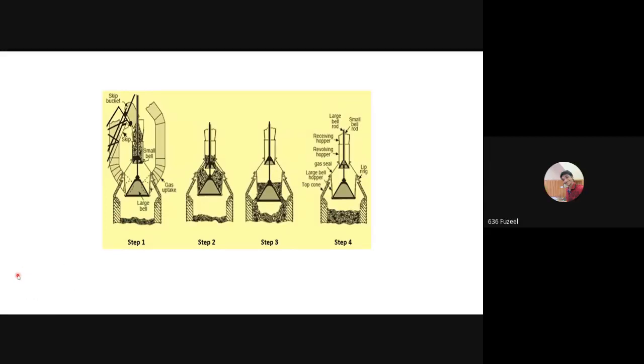Yes, ma'am. Now you tell me what are the different parts of a blast furnace? Suppose I say, what are the reactions taking place in the blast furnace? Can you tell me in which part what reactions are taking place?